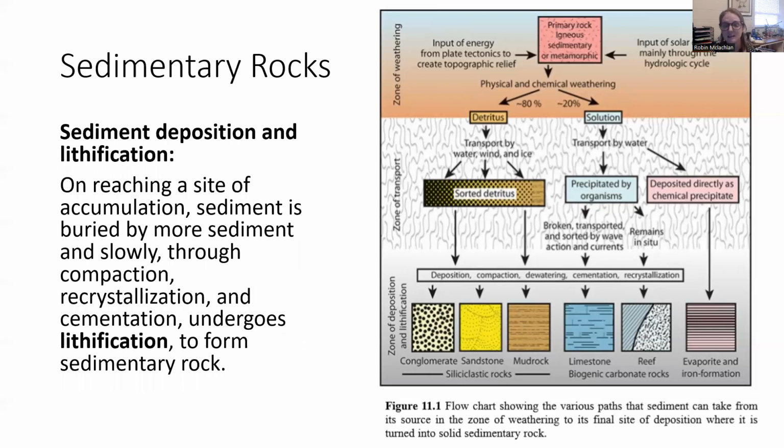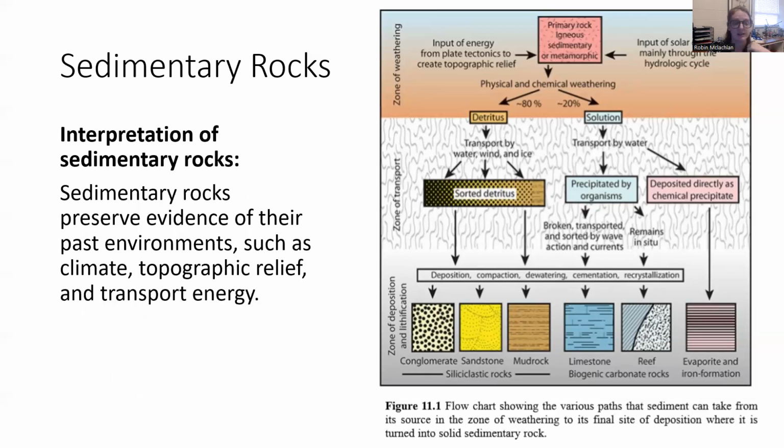Right? Once that sediment is deposited in those low-lying depositional basins, it can accumulate and be buried under more and more sediment, and through that, it's going to be put under a lot of pressure, compacted. Water might be circulating through the pore spaces, causing deposition of a natural cement or maybe causing recrystallization. And over time, these discrete individual sediment particles are going to be lithified into a single sedimentary rock. So lithification just means the formation of a rock, a sedimentary rock specifically.